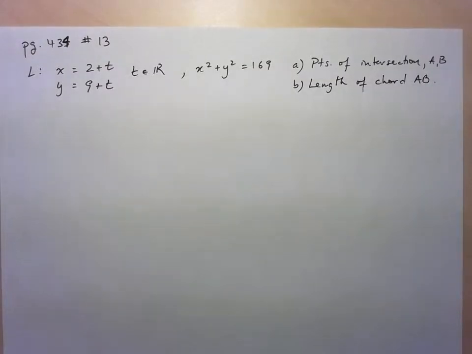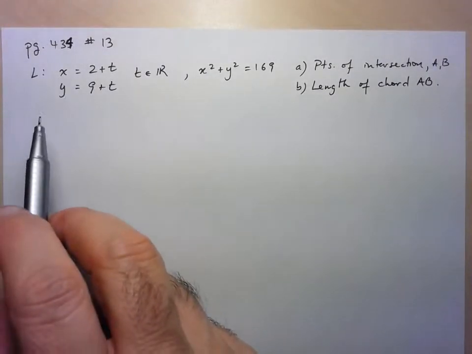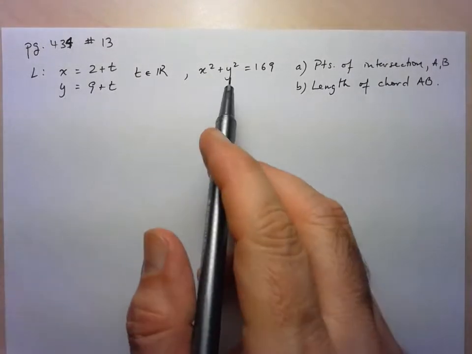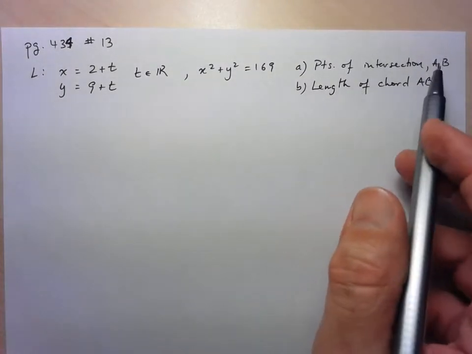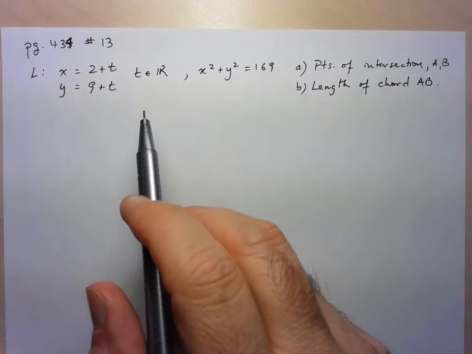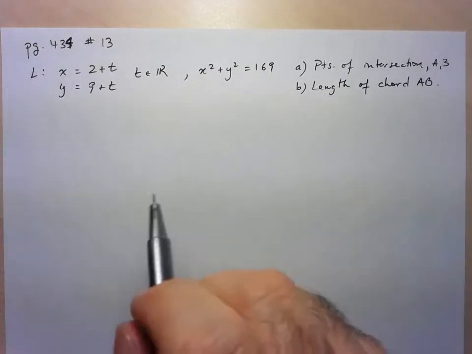Hi folks, we're going to take a look at number 13 on page 434. So they give us this line in 2D given to us in parametric form, and they give us the equation of a circle, and they ask us to find the points of intersection A and B between this line and this circle, and then they want us to find the length of the chord joining AB.